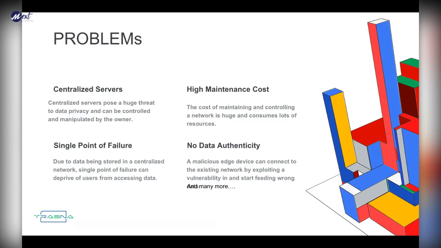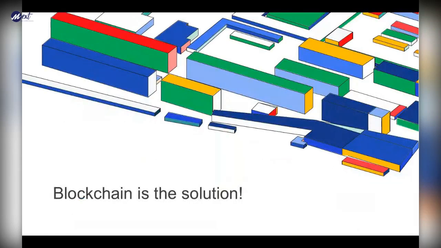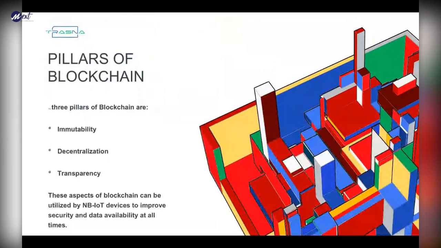And of course, there will be no data authenticity, because whenever you share something on the cloud, you are totally exposed and compromised. So in terms of these four problems, blockchain is the solution which Trustna can deliver. Most of the things which blockchain can cover are immutability, decentralization, and transparency. So these are the pillars. Everyone knows this. This is completely theoretical.